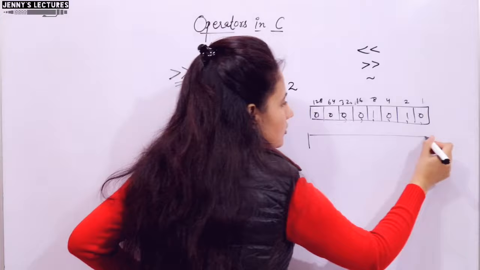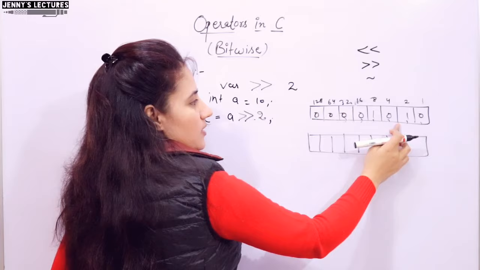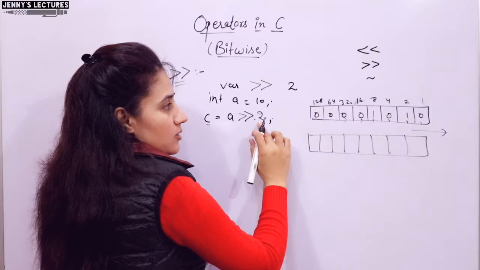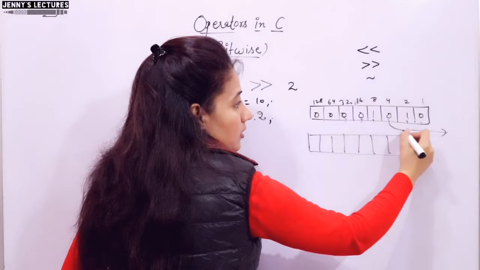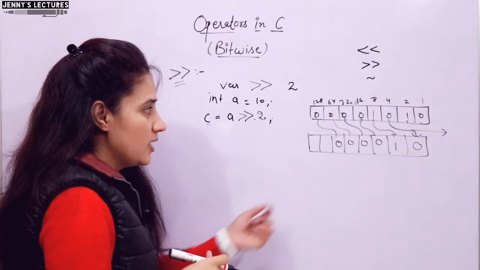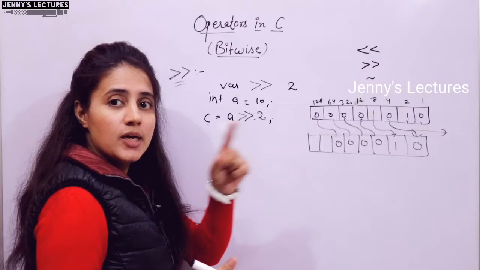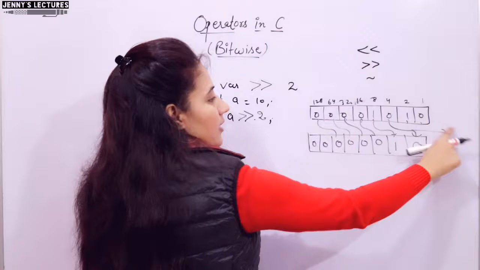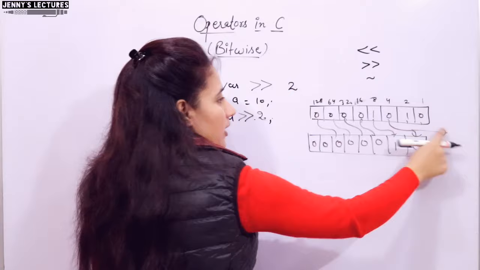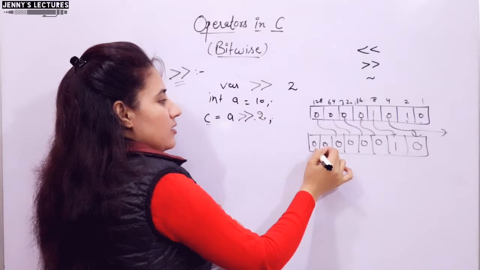Now, what is the process? See, right shift this number means you have to shift to this side. So now 2 bits, 1 and 2, these 2 bits would be discarded. Now, this bit would be at this place. And now here we have blank spaces. In this case, the leading places would be filled with 0. It's not that we remove this bit from here and place it there. No, these 2 bits would be discarded, and we place new bits, that is 0. We fill the blank space with zeros.